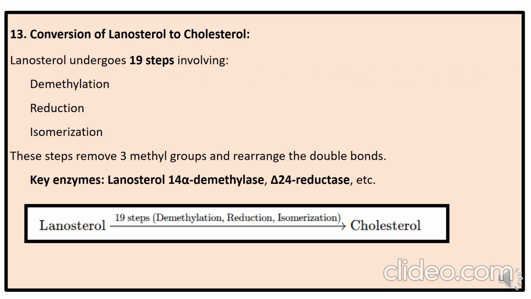And the last step, conversion of lanosterol to cholesterol. Lanosterol undergoes 19 steps. These include the main reactions like demethylation, reduction, and isomerization. These steps remove 3 methyl groups and rearrange the double bonds. The key enzymes involved are lanosterol 14-alpha demethylase, delta-24 reductase, etc. So through these 19 steps of demethylation, reduction, and isomerization, cholesterol is formed.